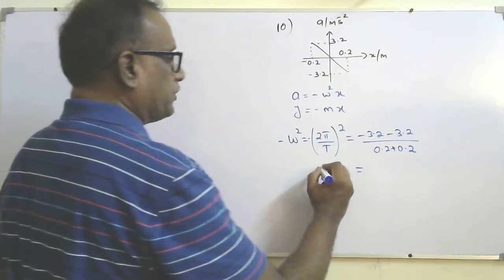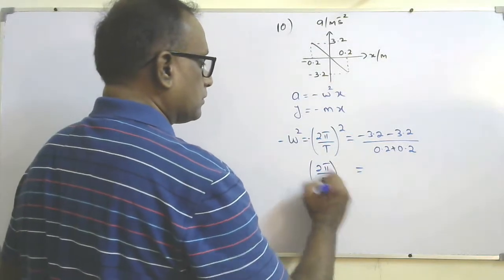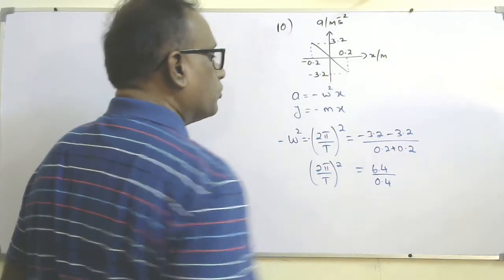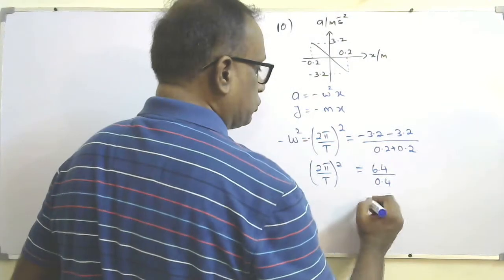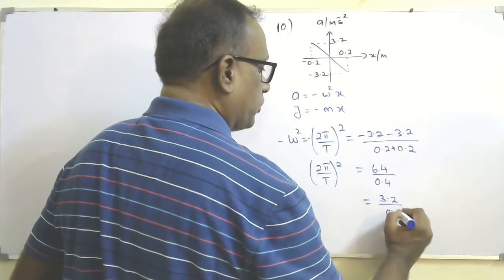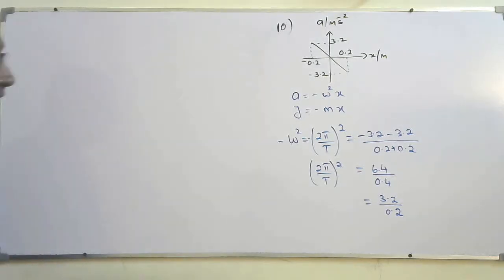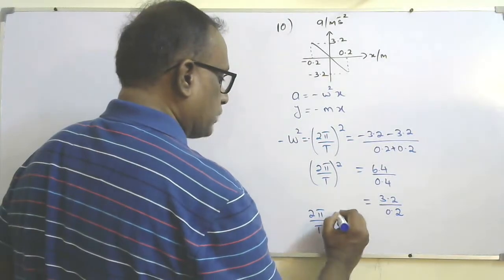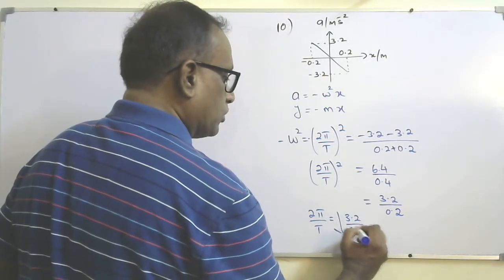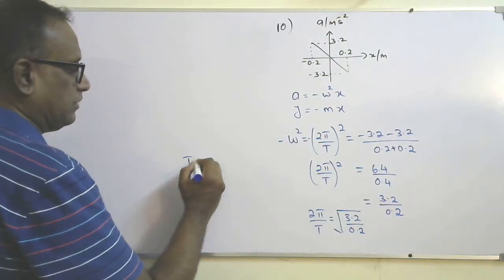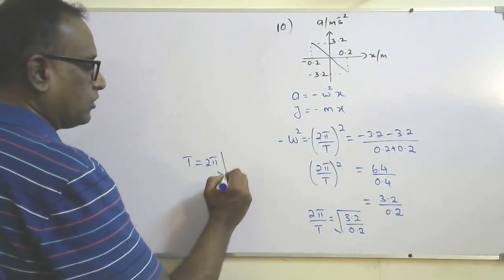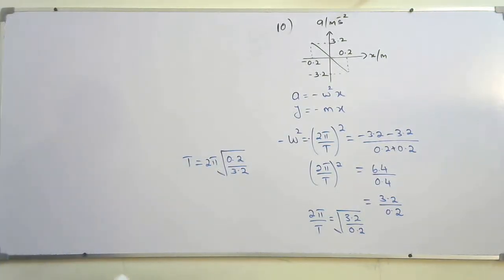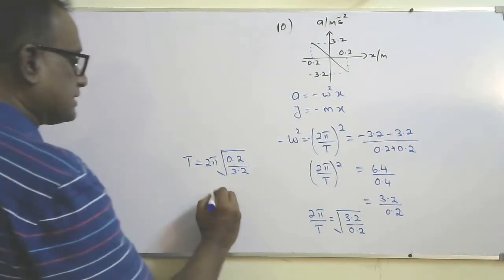So (2 pi over T) all squared is equal to 3.2 over 0.2. Okay, so T will be equal to, make T the subject, take the square root both sides, 2 pi over T will be equal to square root of 3.2 over 0.2. So make T the subject, T will be equal to 2 pi square root of 0.2 over 3.2. So that answer is given, correct answer D.